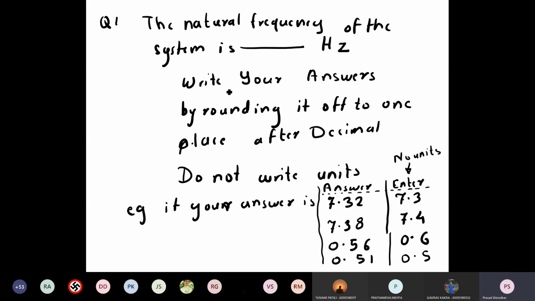Question one is: the natural frequency of the system is dash hertz. When you are entering the answer, round it off to one place after the decimal. For example, if your answer is 7.32, enter 7.3. If your answer is 7.38, it becomes rounded off to 7.4. If it is 0.056, round it off to 0.1. If it is 0.51, enter 0.5. I hope that is clear.